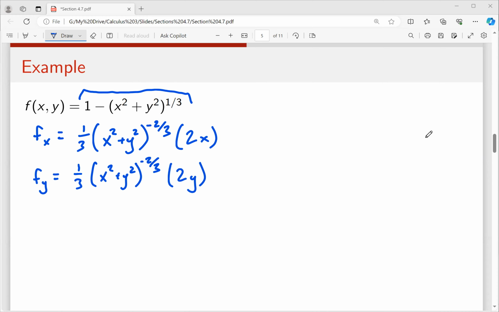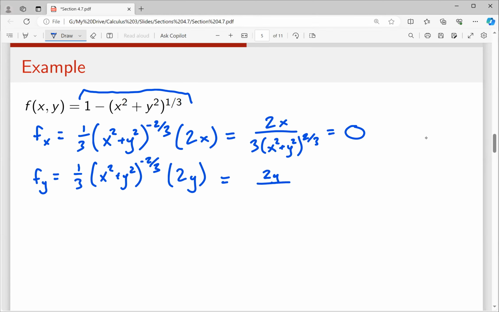Okay, so another way to write this would be 2x over 3 times (x squared plus y squared) to the 2/3 power. It was negative, so now it's in the bottom. I want to set that equal to 0. And then 2y over 3 times (x squared plus y squared) to the 2/3 equals 0.